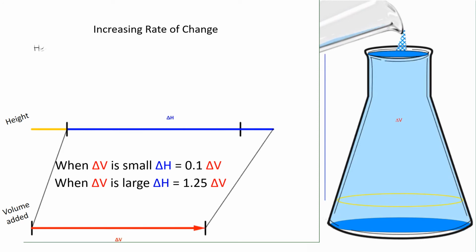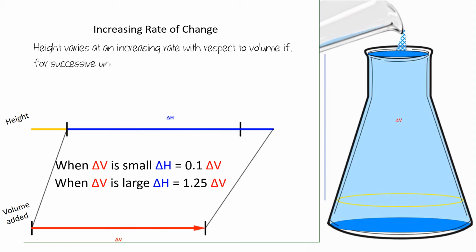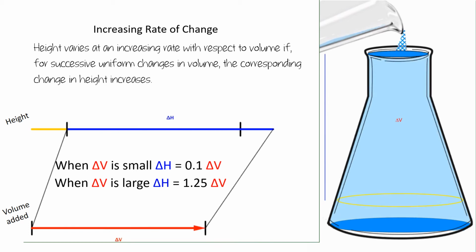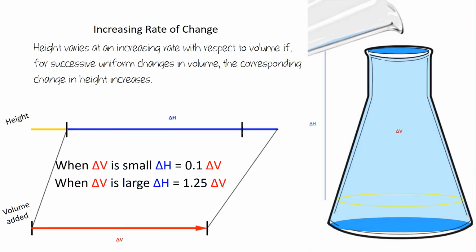In this scenario, we say that height varies at an increasing rate with respect to volume if, for successive uniform changes in volume, the corresponding change in height increases. This might be a little complicated to sort out, so let's take a closer look.